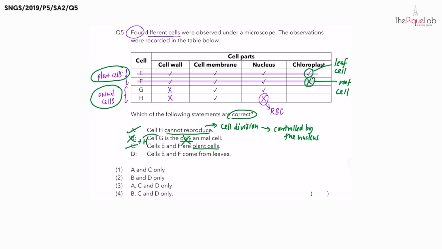The last statement, cells E and F come from leaves. Is that true? We have already established that cell E is the leaf cell. What about cell F? Cell F is the root cell, the one with no chloroplast. So I'm going to write down here, cell F is the root cell. So this is not true. So, since we are looking for statements which are correct, that gives us option number 1, statements A and C only.